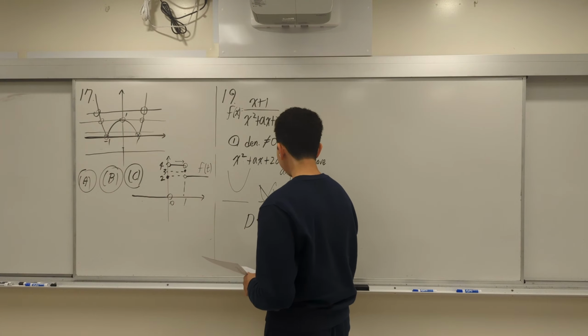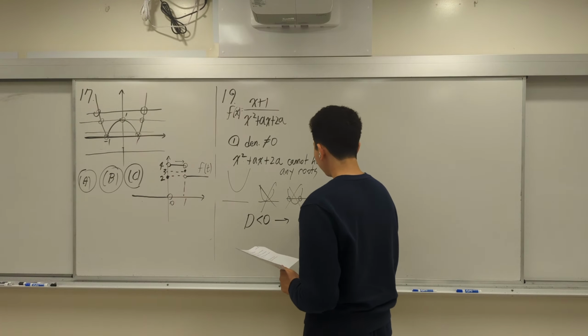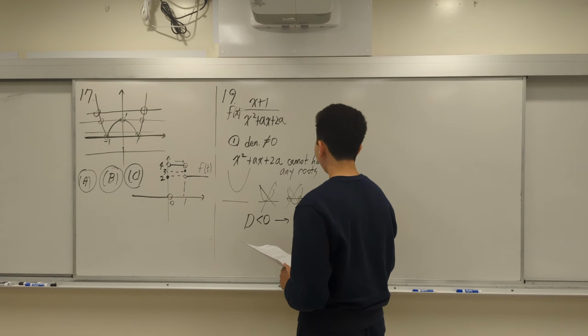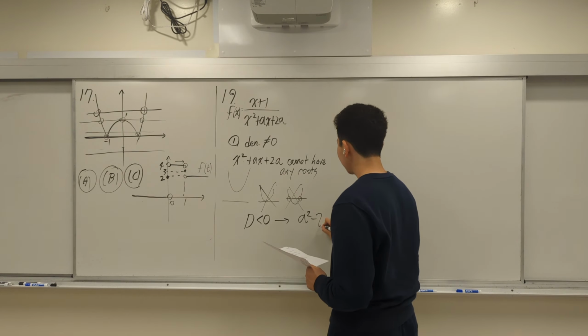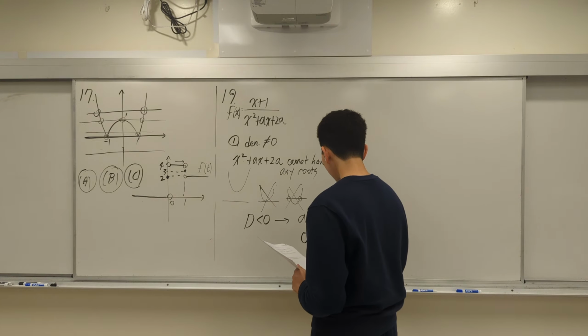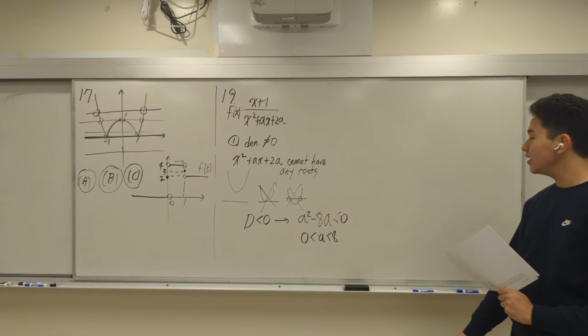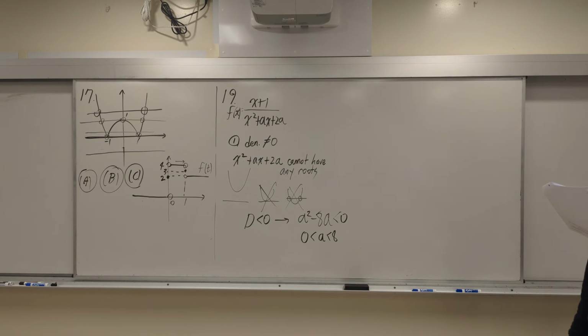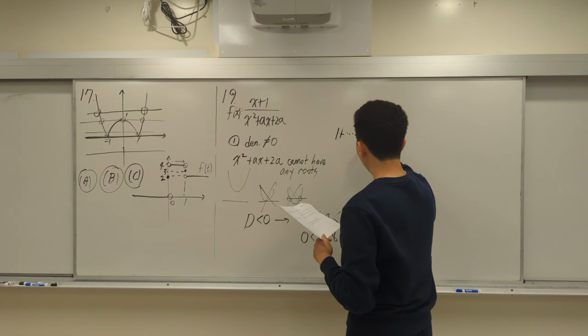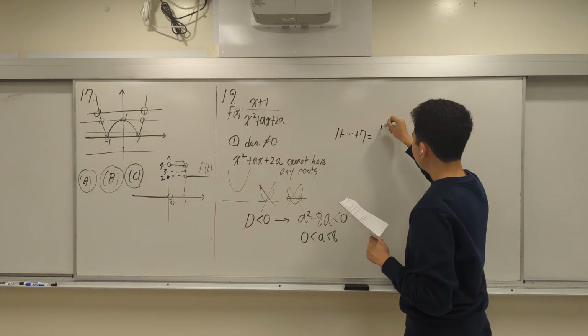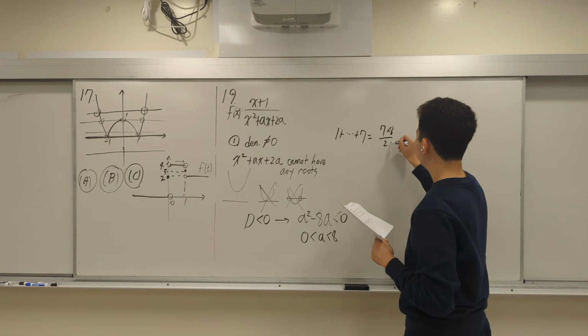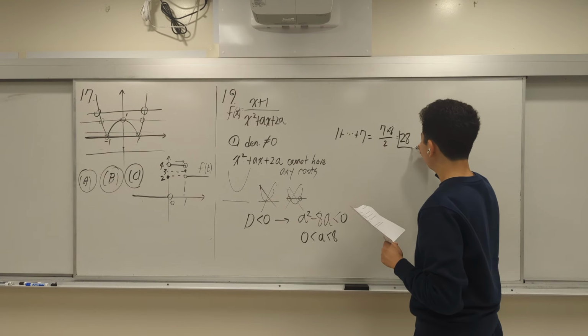So let's take a look at the discriminant. a squared minus 4 times a times 2, so that's a squared minus 8a, which has to be less than 0. If we solve that, we get 0 and 8. So a has to be between 0 and 8, and a has to be an integer as well, right? So the sum of all integers is the sum from 1 to 7, which is 7 times 8 divided by 2, which is 28. That would be your answer here.